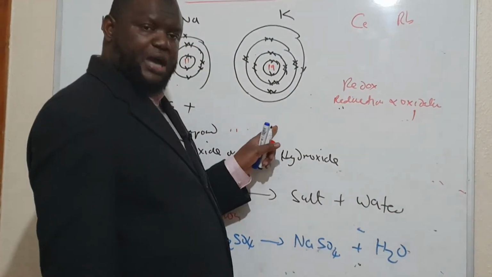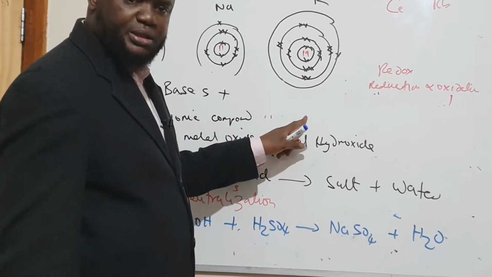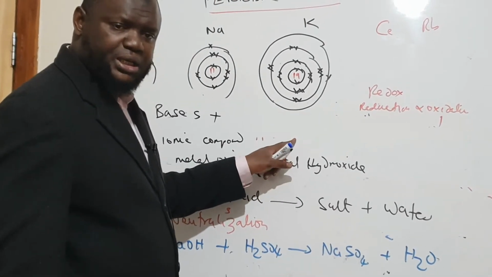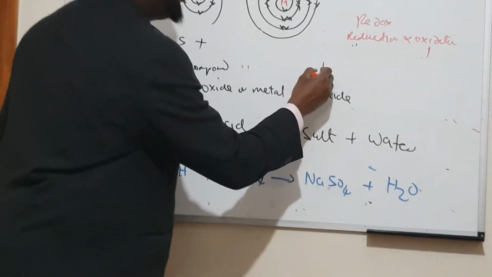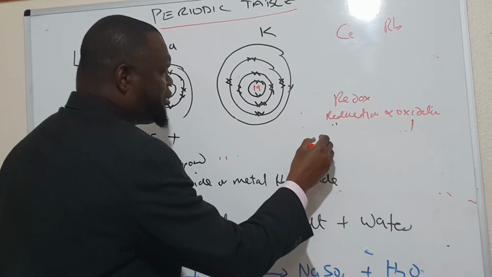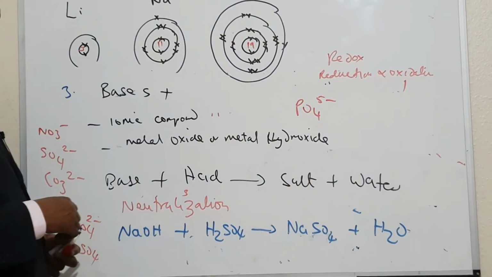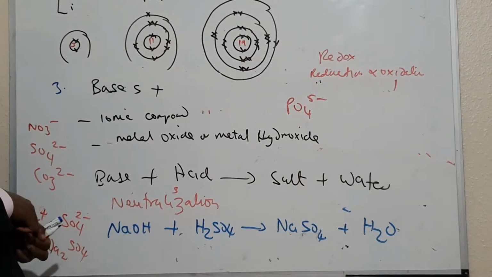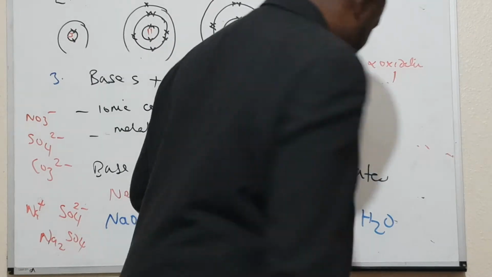We have done compound ions, all of them. NO2, SO2, SO3, SO4, PO3. We have done all of them. PO4, yes? PO4, what minus here? 3 minus. You should try to know that one.